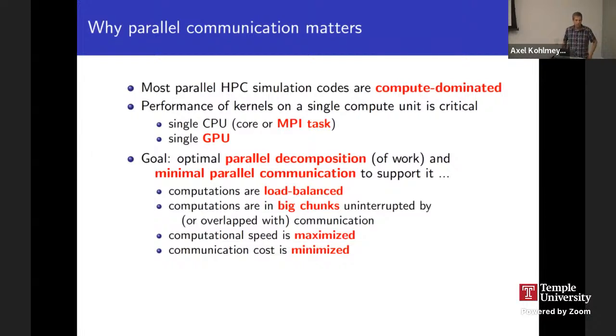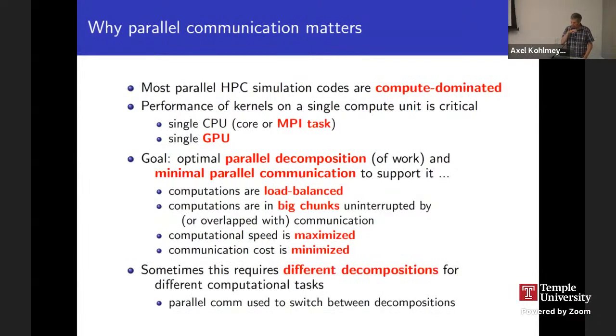But for simplicity, just think of doing some communication, then you have a big chunk of work. The GPU can work on that for a while and then come back and do more communication in that way. If you can do that, then the computational speed is maximized, especially if you use topos like Stan talked about, and hopefully your communication cost is minimized. That's the goal of these patterns of communication that I'm going to talk about.